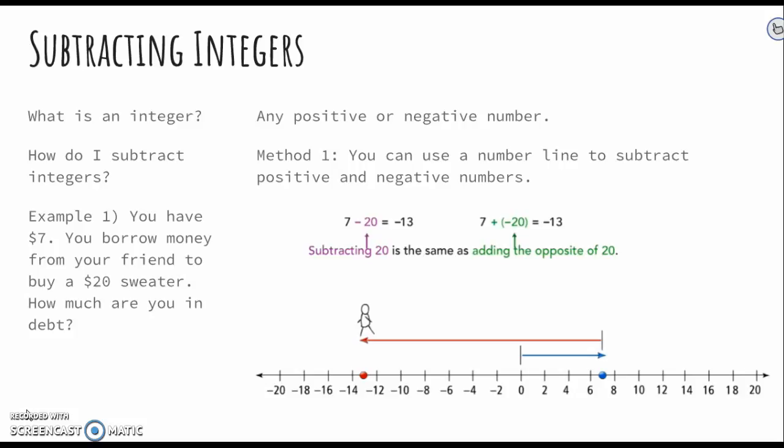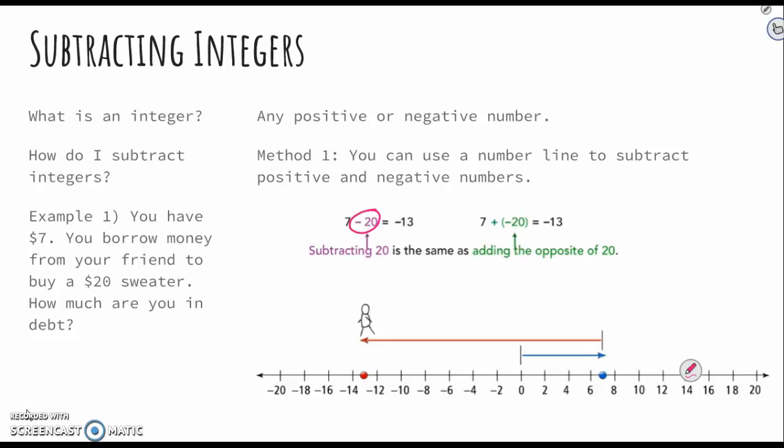Here we have our problem, 7, which is the amount of money that you had, minus the $20 that you borrowed from your friend. This 20 is negative in value because it's money that you borrowed. So subtracting 20 is the same as adding the opposite of 20. The opposite of 20 is negative 20. So 7 minus 20 is the same thing as saying 7 plus negative 20.